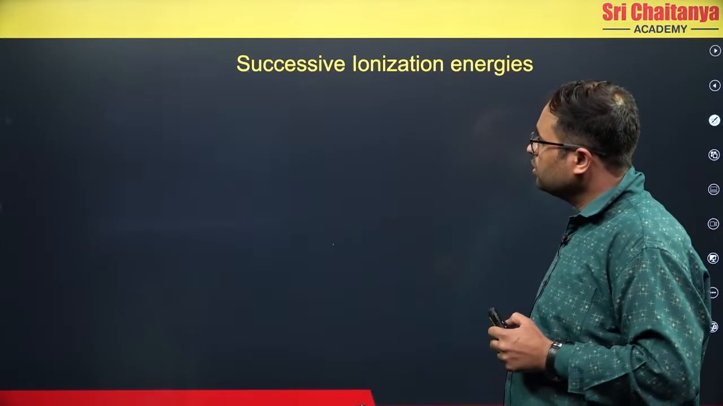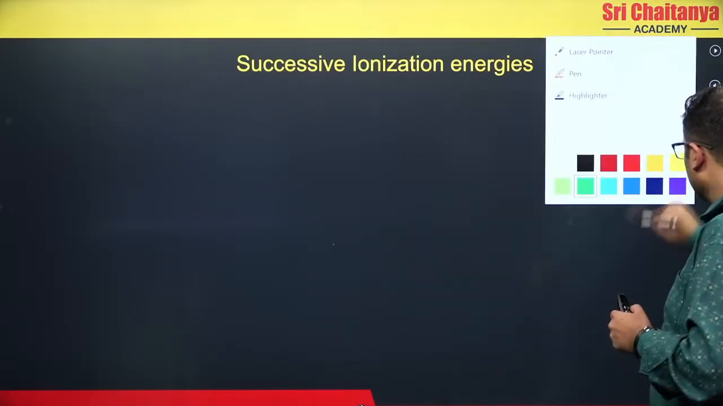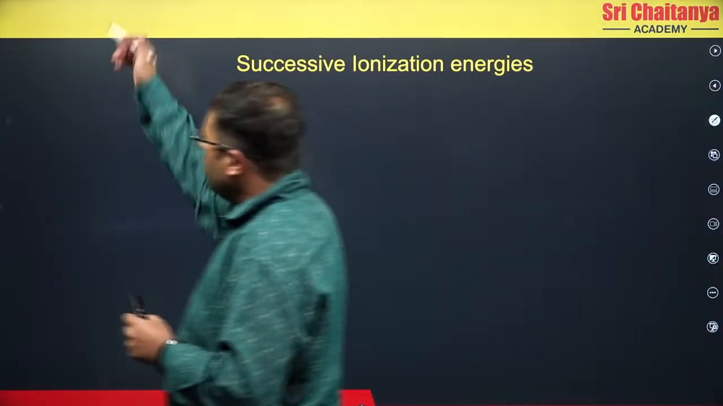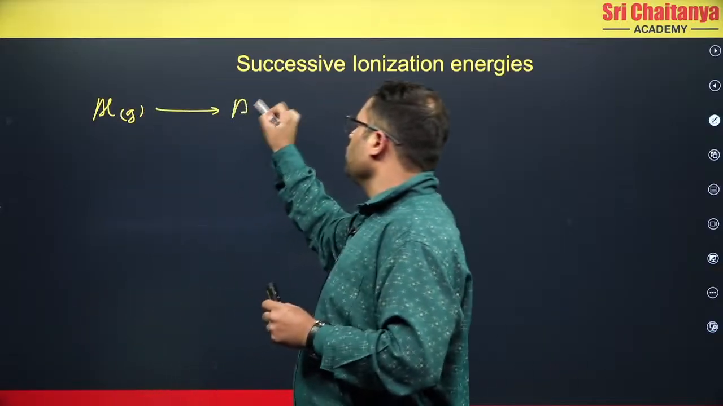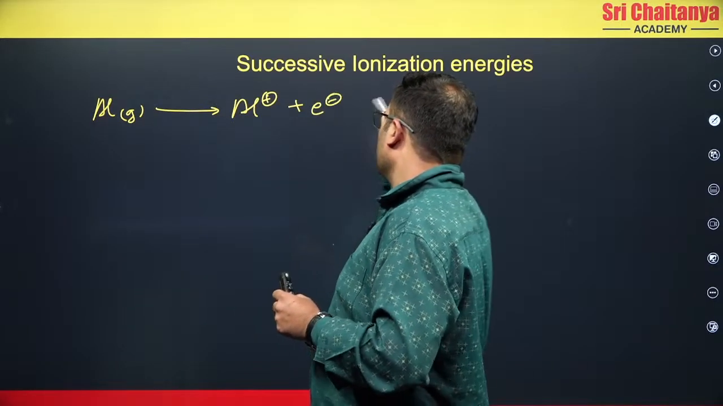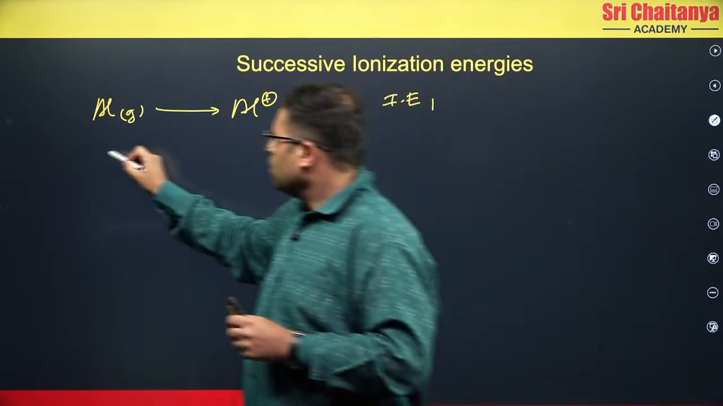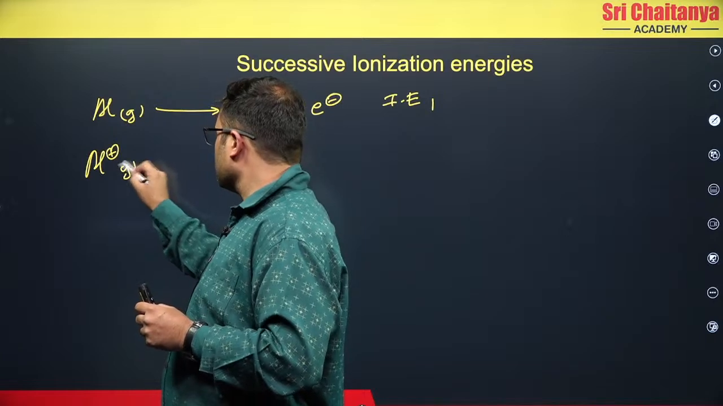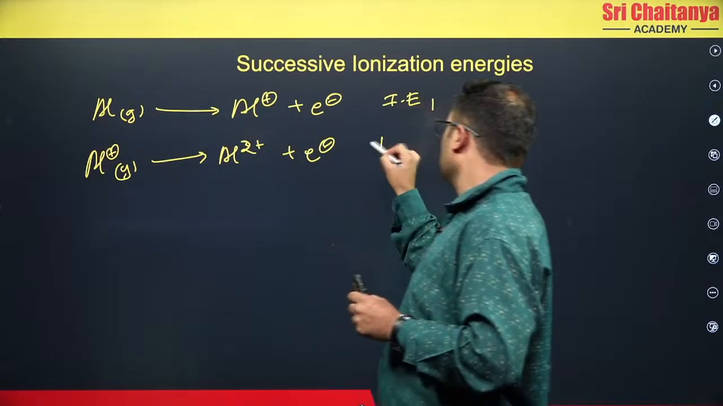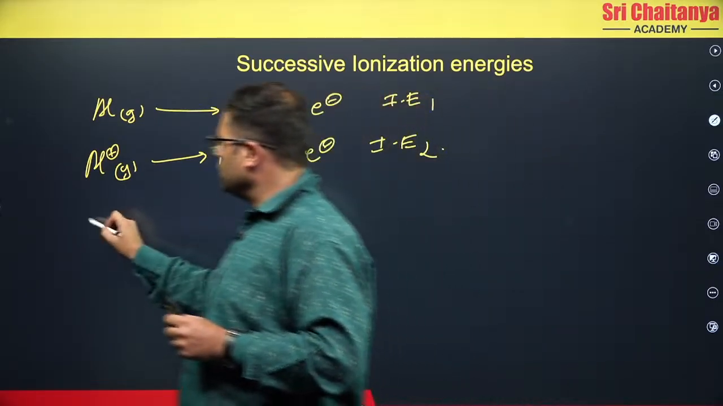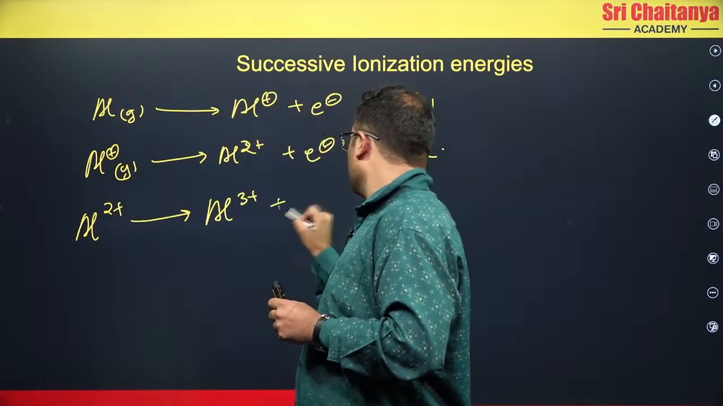So now let us move on. Successive ionization energies, what do I mean by that? Let us get to that also. Suppose I have aluminum, right, in the gaseous state. Aluminum loses an electron. So the energy change for this process will be ionization energy 1. Now aluminum plus in the gaseous state loses the second electron to give you aluminum 2 plus, second ionization energy.